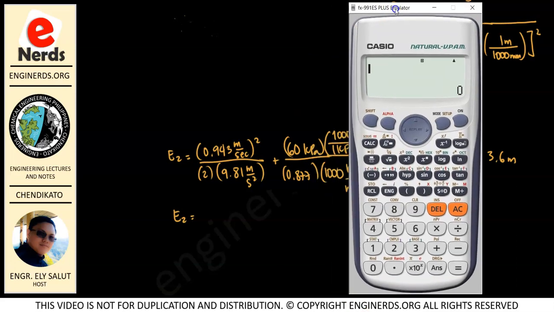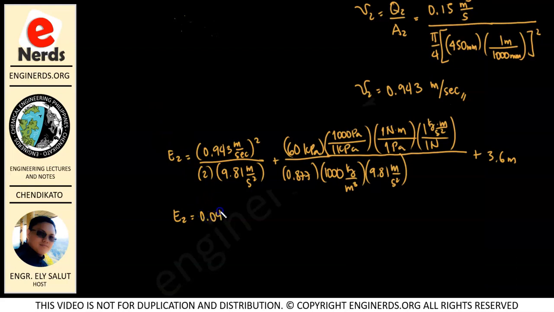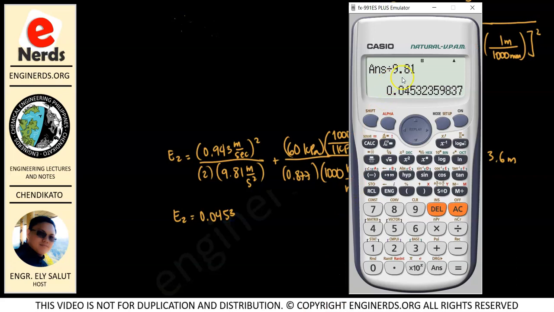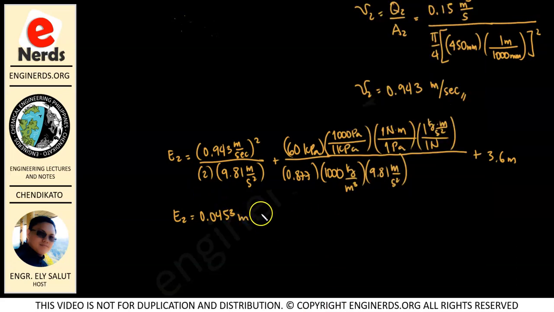Starting with this first part here. So we have 0.943 squared divided by 2, then divided by 9.81. So this is equal to 0.0453 meters. So our unit is in meters.